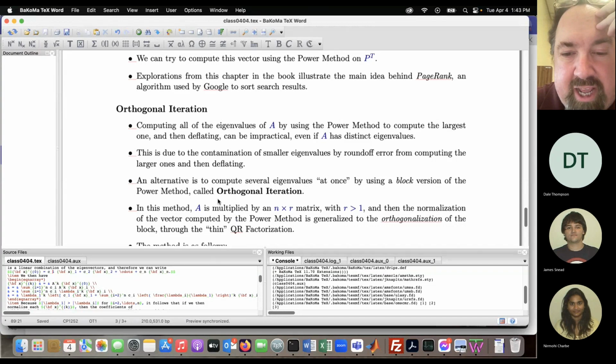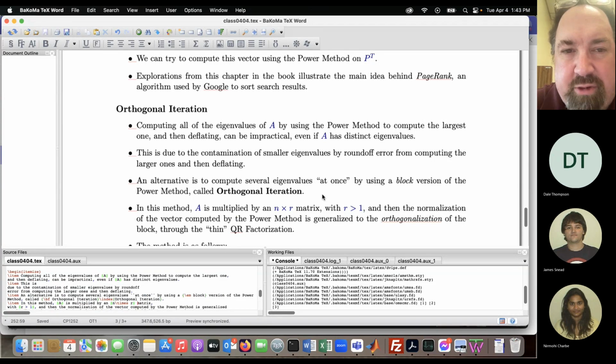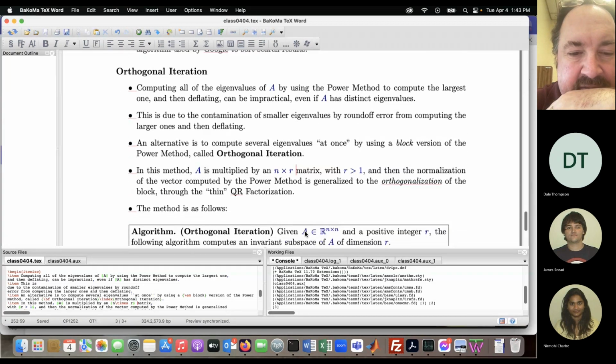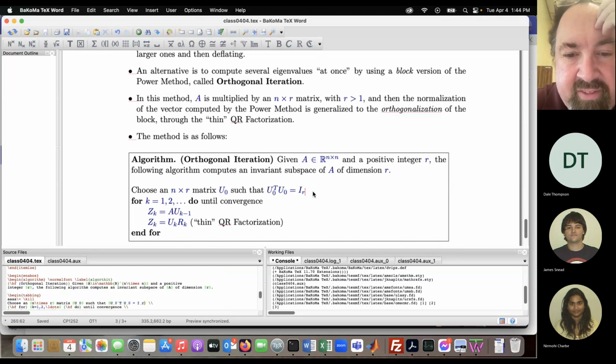So instead of multiplying A by just a vector, you're multiplying by a matrix that has R columns. And whereas before, after multiplying a vector by A, you normalize the vector. Instead, we're going to orthogonalize the block you're applying it to by computing the thin QR factorization. So not only are you normalizing each column of a block, but you're making them orthogonal to each other. So this is the algorithm for orthogonal iteration. So you start with some matrix as initial guess that has orthonormal columns. So that's what this condition means.